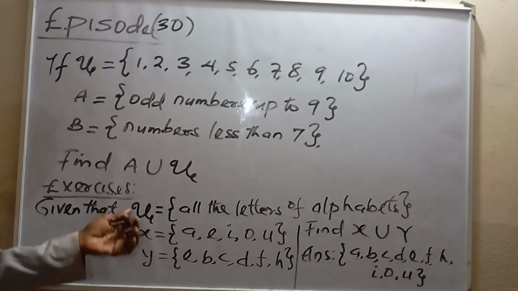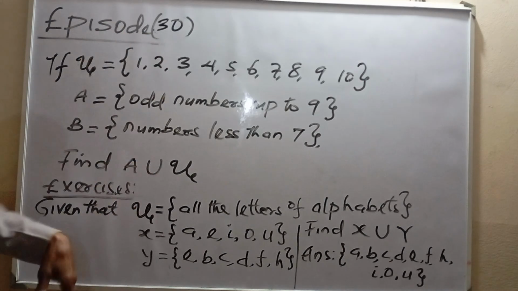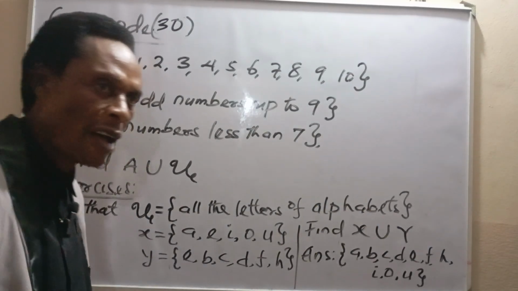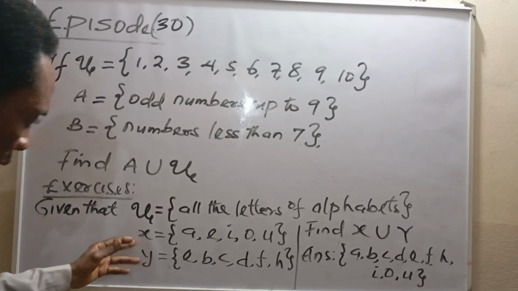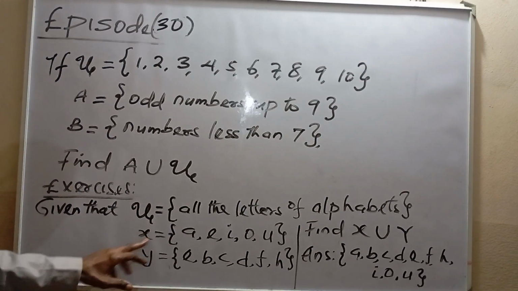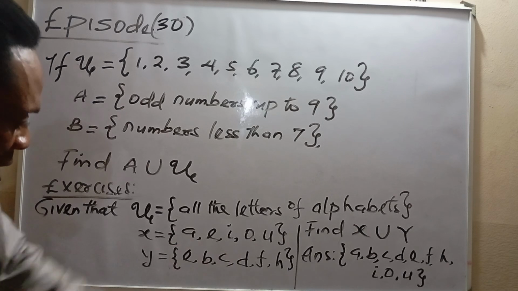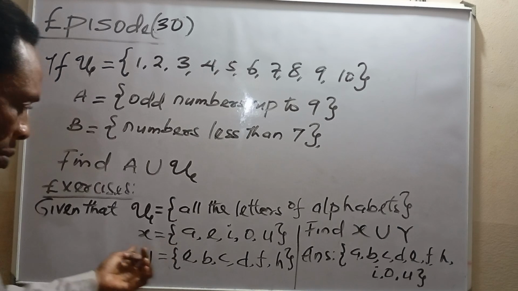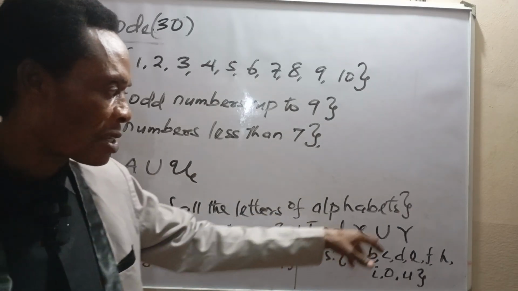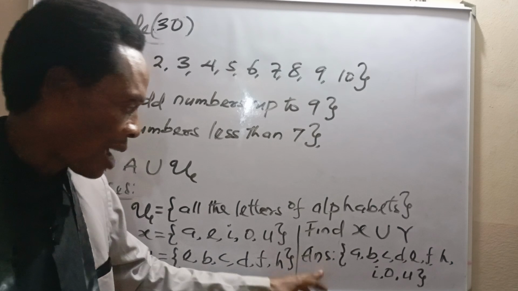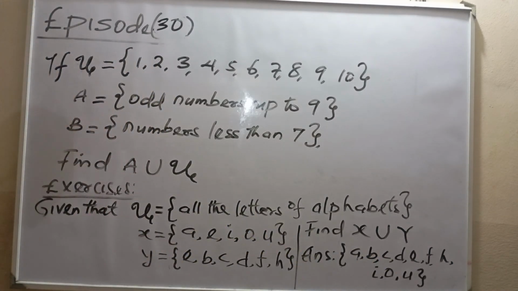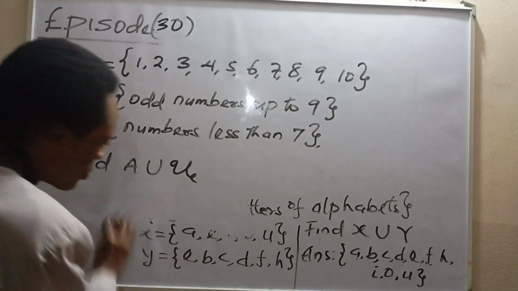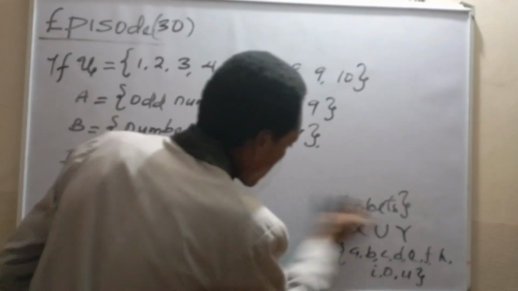Look at the exercise you have to do after we have gone through this. Given that the universal set is all the letters of the alphabet, A to Z, and the subset X is A, E, I, O, U, the vowel letters, and there is also Y. You are asked to find the union of the sets. You have to do this. So let's start.